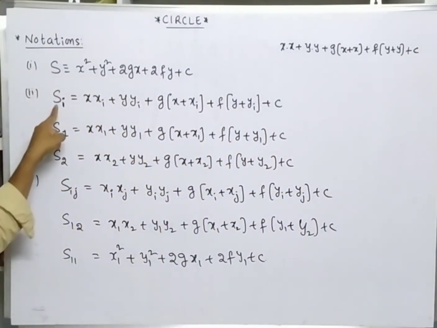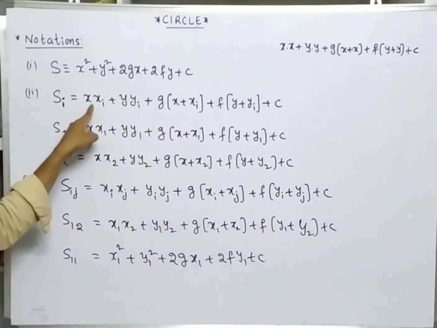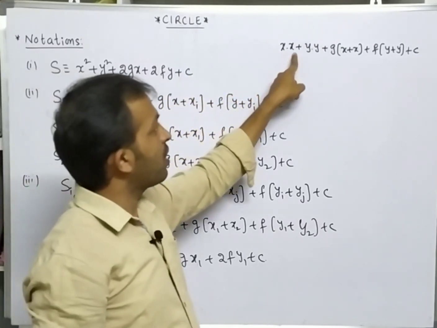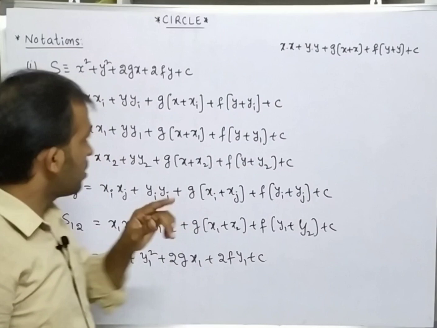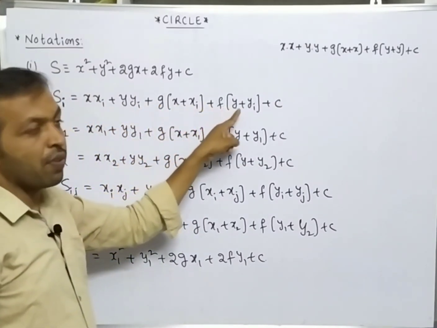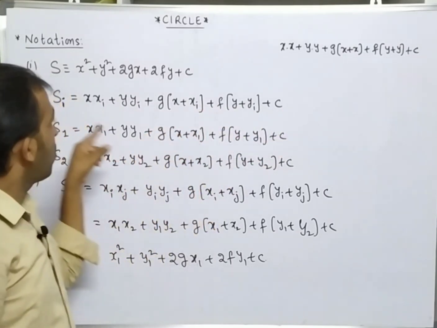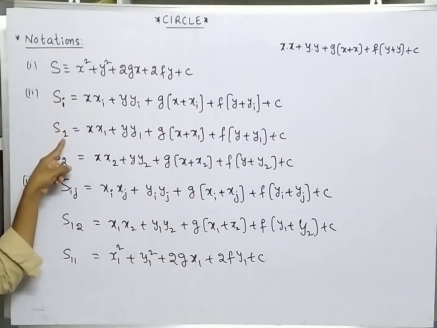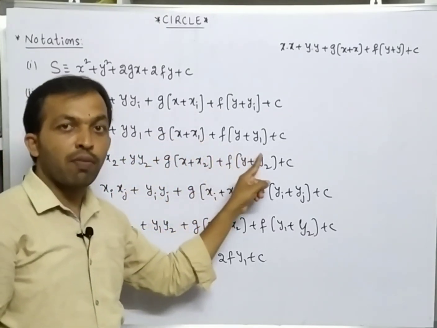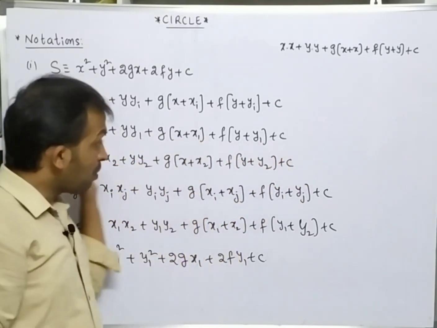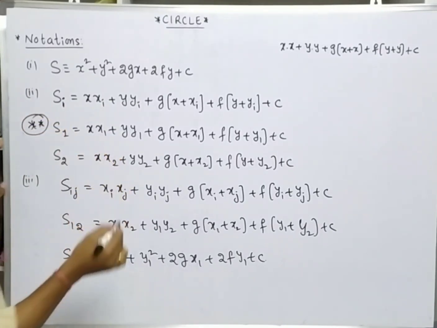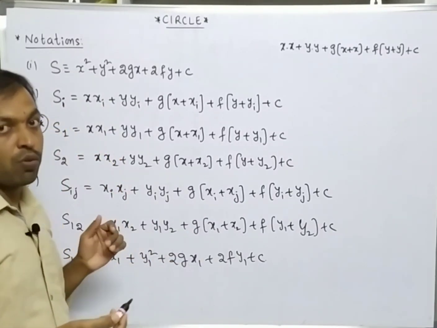Here S_i means the notation is x into x_i. Replace one x with x_i, one y with y_i. That's it. So x x_i plus y y_i plus g into x plus x_i plus f into y plus y_i plus c. So if we take i equal to 1, x x1 plus y y1 plus g into x plus x1 plus f into y plus y1 plus c. Remember this notation S1. It will be useful in the next exercise problems.